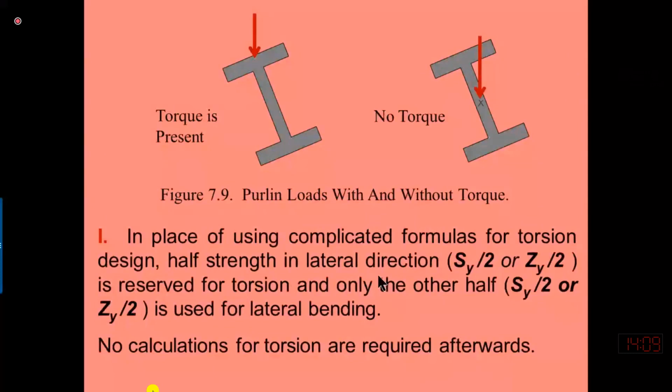So let's assume that we are having this as a purlin, a W section, and this is also a W section. You have seen in the previous diagram that the roof sheeting is connected on the top of the purlin. So the load is acting in the gravity direction.